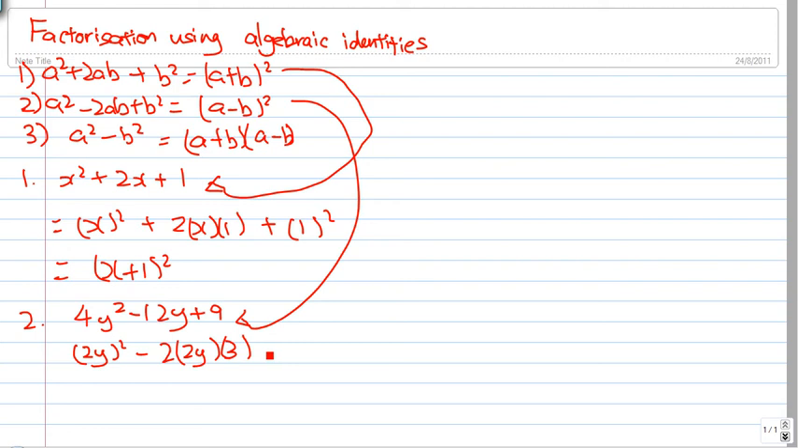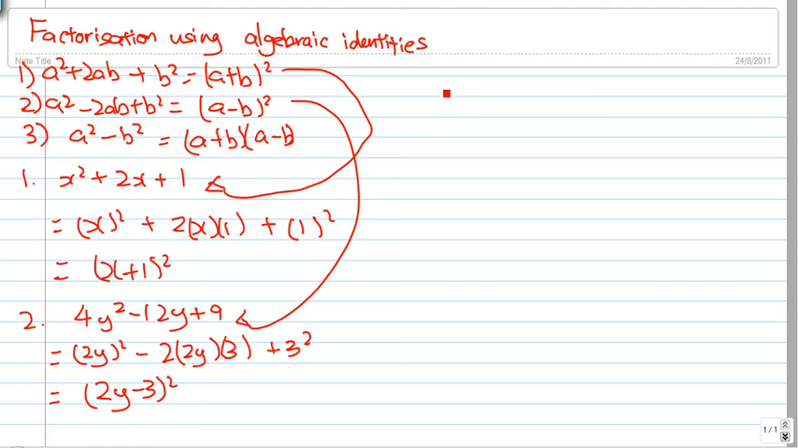Just to check, 2 times 2 will give you 4, 4 times 3 will give you 12y, plus 3 squared. So here you know your a is 2y and your b is 3. So the condensed form will be, because of this negative sign here, (2y minus 3) squared.